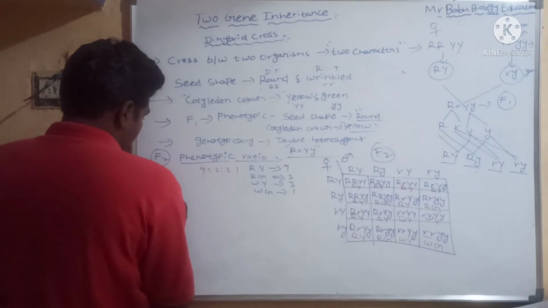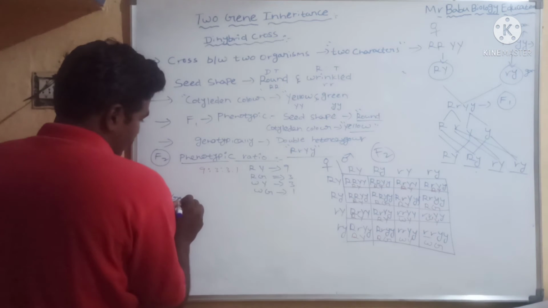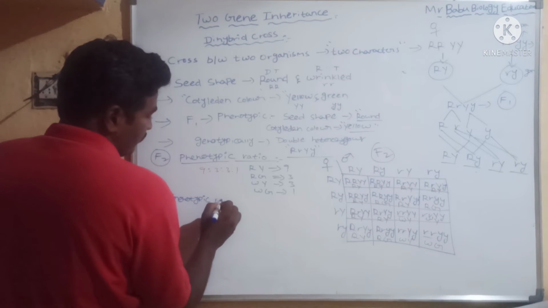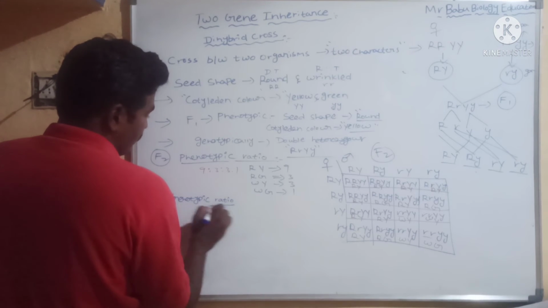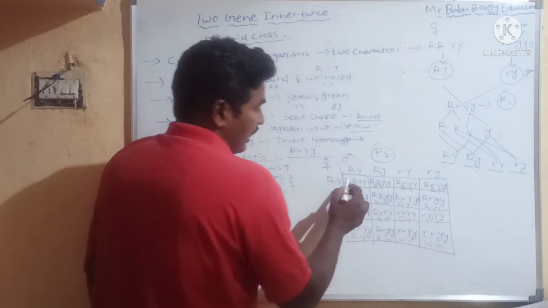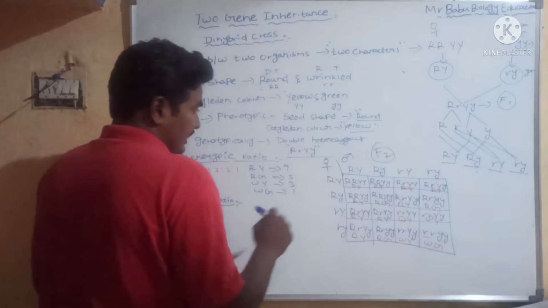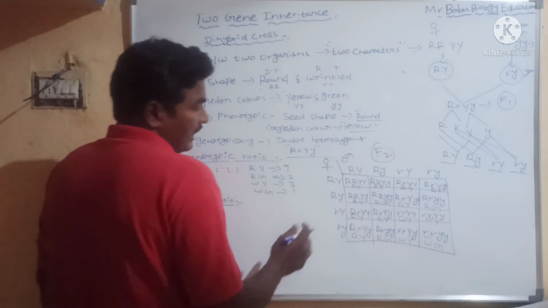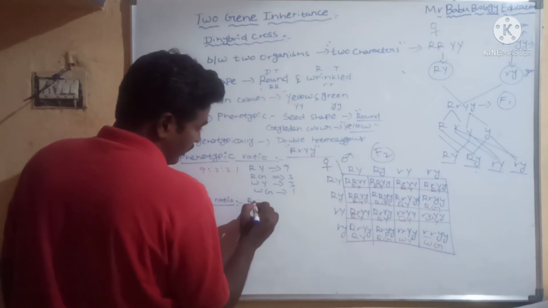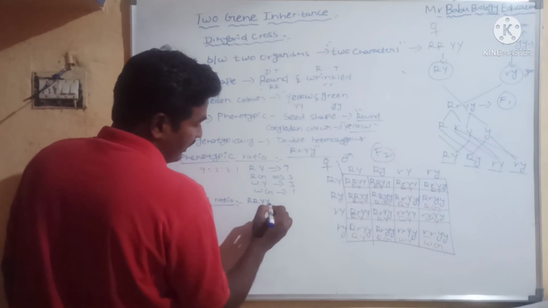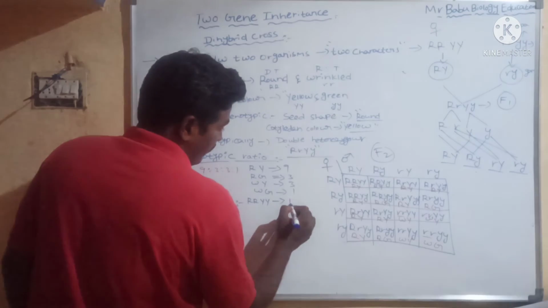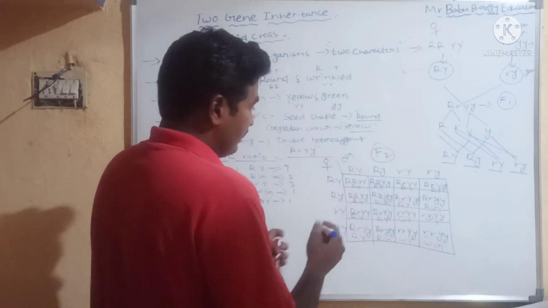Genotypic ratio. Now genotypic ratio here. Here, round and yellow. This type of round yellow is homozygous, double homozygous condition. How many double homozygous condition? Capital R, capital R, capital Y, capital Y. How many double homozygous condition? One. One double homozygous condition.